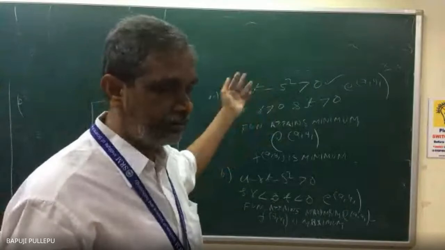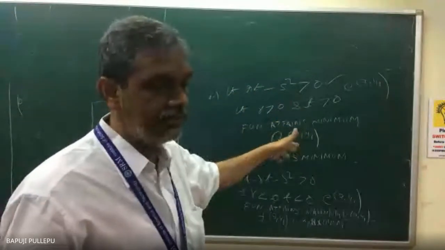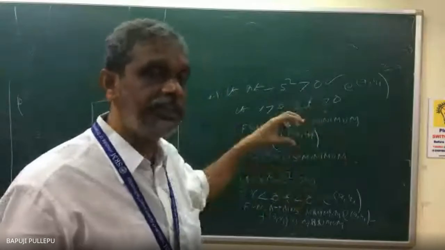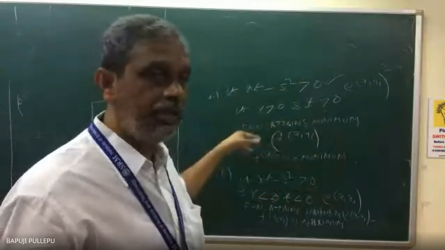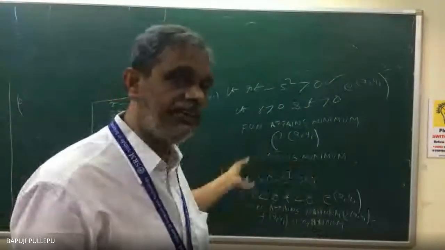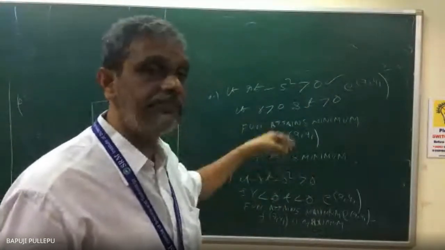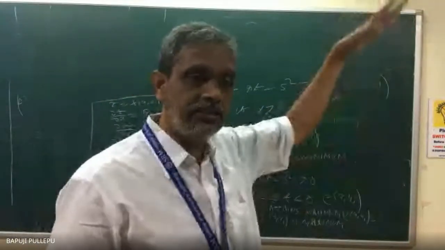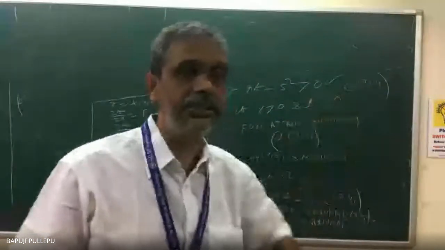Don't worry. So, if R is greater than 0 and T is also greater than 0, my function attains minimum at x1, y1. F of x1, y1 is minimum. Then if RT minus S square is greater than 0, R is less than 0, and T is less than 0, my function attains maximum at x1, y1. F of x1, y1 is maximum. Like singing a song, this has to come to flow. Close your eyes and just recall. Clear?